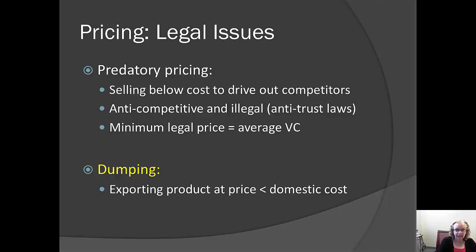Dumping is a similar strategy on an international level. In dumping, one country exports its products to another country at a price that is lower than what that country can provide domestically. The main strategy that's used against dumping is tariffs, that is, taxes on imported goods, which will bring the cost of the imported goods up to or above the cost of similar domestic goods.